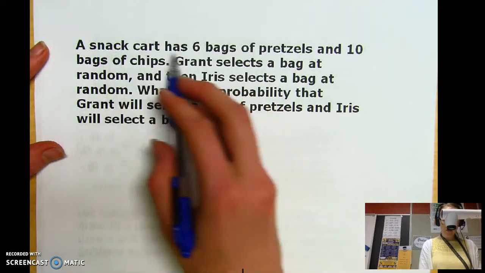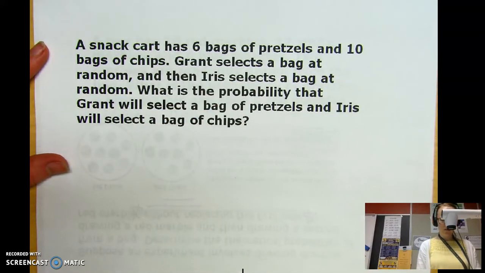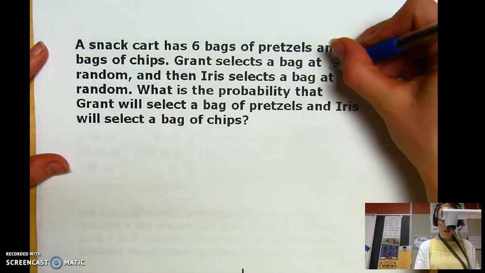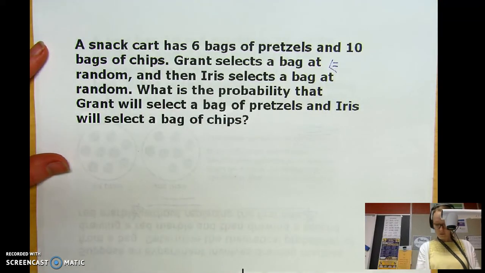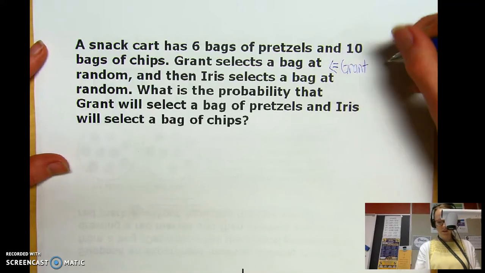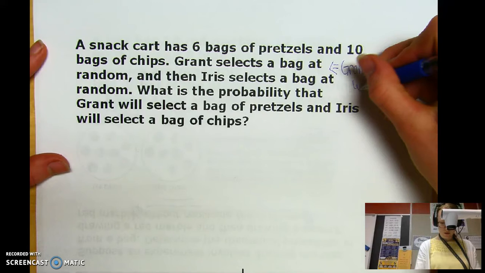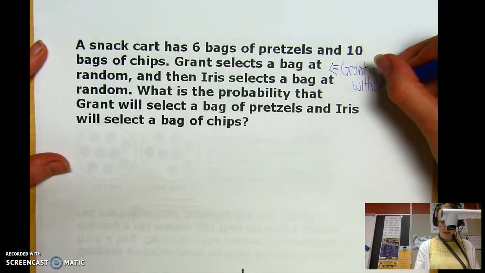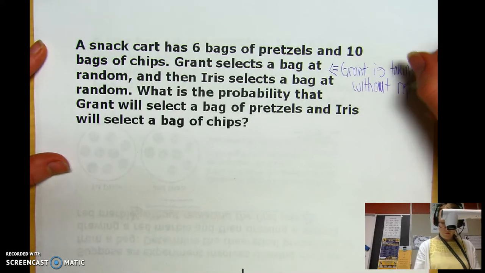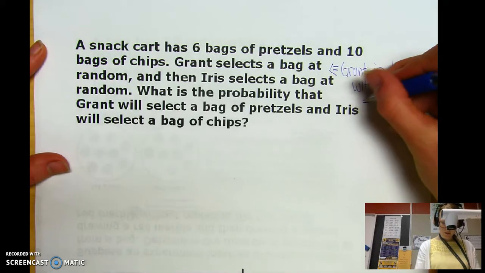In this case, we have a snack cart of 6 bags of pretzels and 10 bags of chips. If Grant selects a bag at random, which means he's taking one away, and then Iris selects a bag at random, that means Grant is not going to put this back. He's going to eat it, right? So it means he's not replacing it, or without replacement, which means this is dependent.